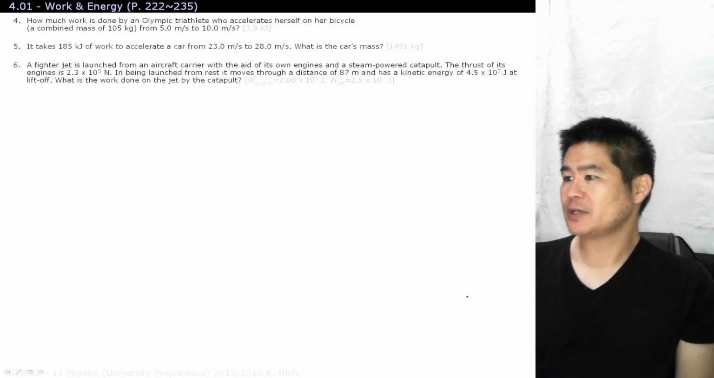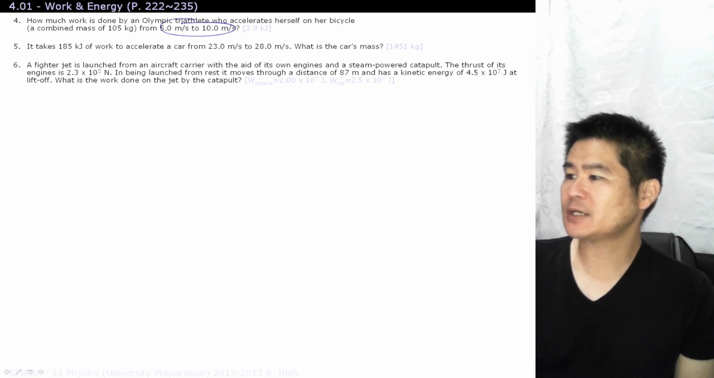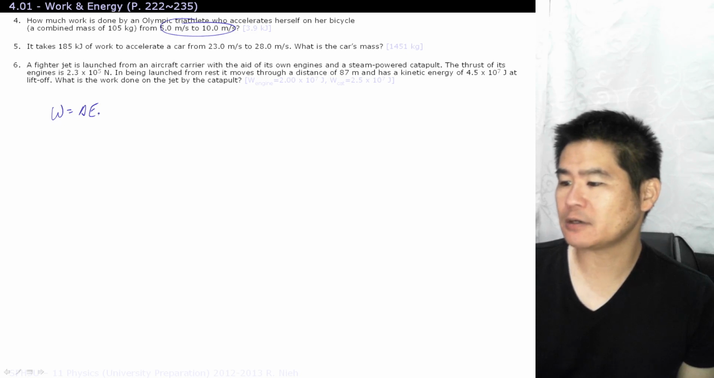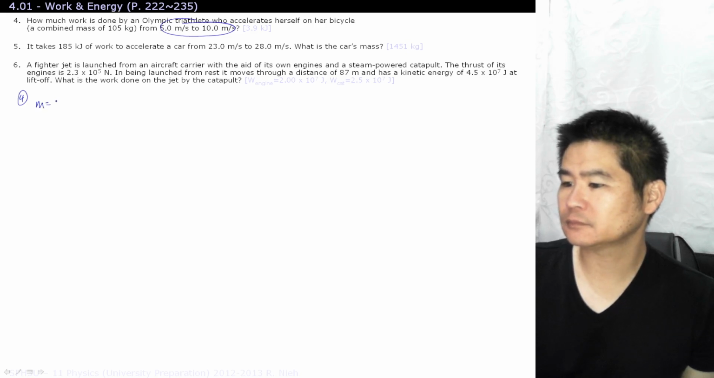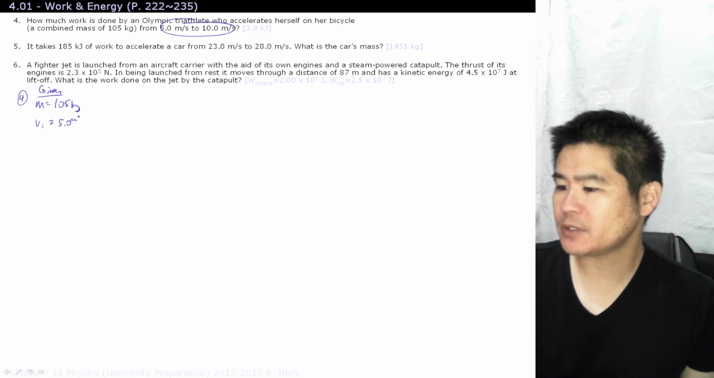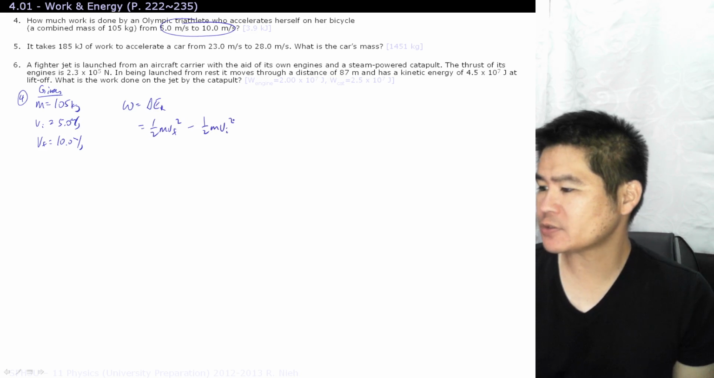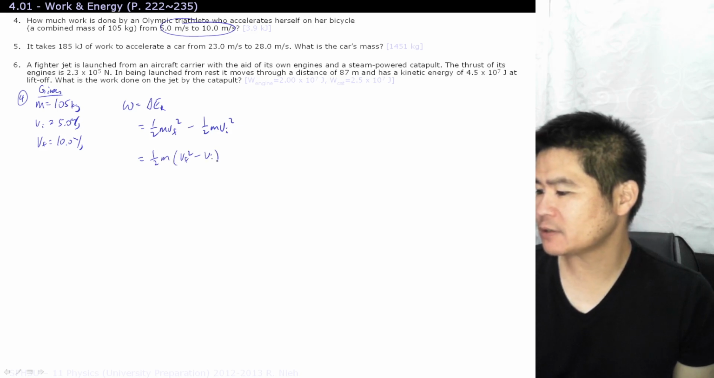How much work is done by an Olympic triathlete who accelerates herself on her bicycle from 5 meters per second to 10 meters per second? Once again, guys, do not subtract 10 from 5 and expect it to work out. You have to sit down and calculate it out in its entirety. So, start off with your givens: VI of 5.0 meters per second, VF of 10.0 meters per second, and we know that our work is equal to delta EK, which is equal to 1/2 mvf squared minus 1/2 mvi squared. And if the mass remains the same, then why not just factor it out? That will make your life a lot easier.